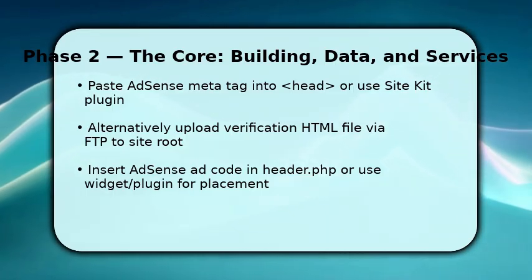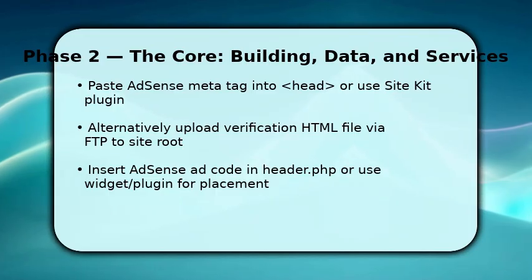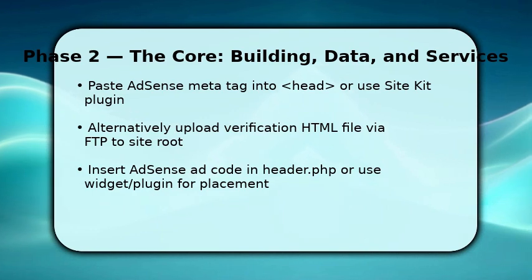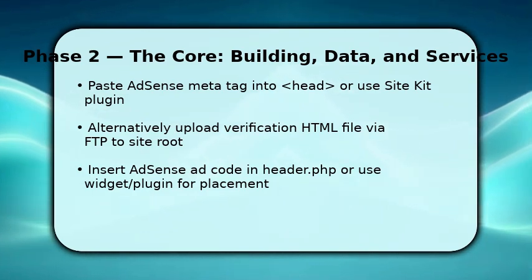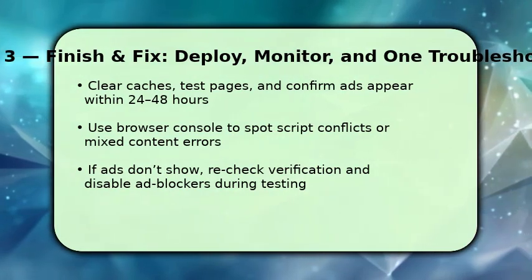Once verified, generate ad units and place their script into header, PHP, or a header injection plugin. Alternatively, use widgets for sidebars. This approach reduces errors. You finish by clearing all caching layers, WordPress cache, CDN, and browser cache.